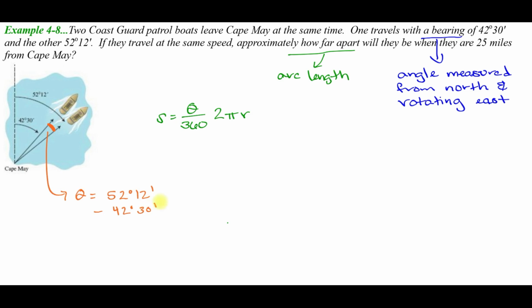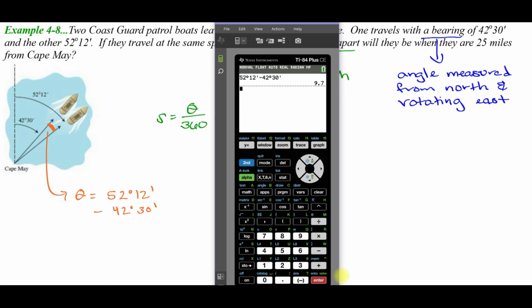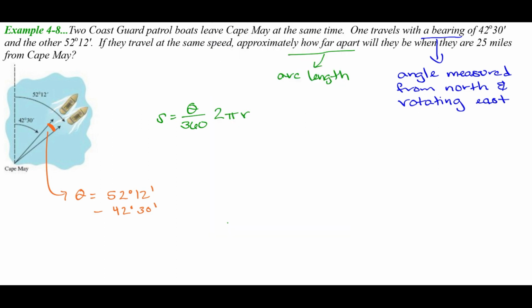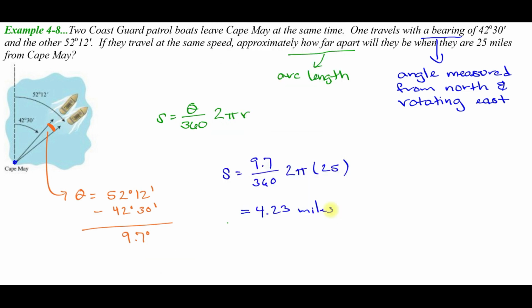Remember, you can use your degree-minute symbols in your calculator to do that calculation, or you can do the conversions. It doesn't matter. I used the symbols, which you get with the angle measure, and I got 9.7 when we subtracted. So my theta value is 9.7. Then when I plug in here, I get 9.7 degrees over 360 degrees times 2 times pi, and then my radius is that distance from the center of the circle to where the boats are, which is 25. Again, let's just get an approximate answer here, and we get about 4.23 miles.